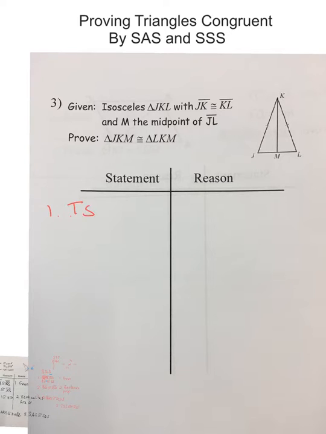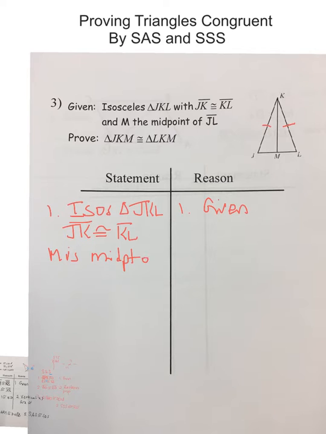We have isosceles. We also have JK congruent to KL, which is marked a little lightly. I'm just going to make the markings look a little more clear. And in the same step, I'm going to write that loaded given, the fact that M is the midpoint of JL. Okay, let's do something with that.